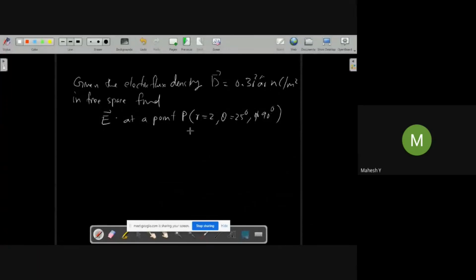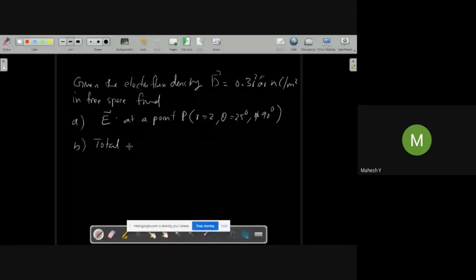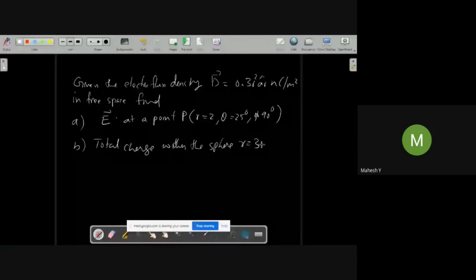Question A. Question B is the total charge within the sphere r equal to 3 meters. Okay, can you do this, the first one? First is the direct expression D is equal to epsilon times E. So from that, what is E? Then you have to substitute the parameters.